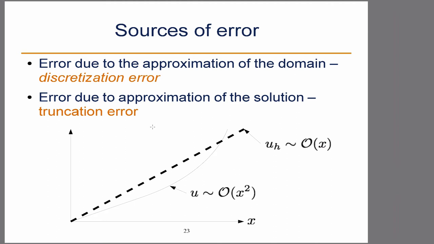Right? So the idea here is, if our true solution is some quadratic function across our discretized domain, and we only use a polynomial approximation, then of course there's going to be an error. Right? We cannot replicate a quadratic with a linear function. Right?